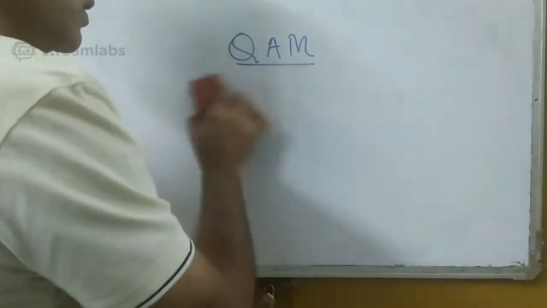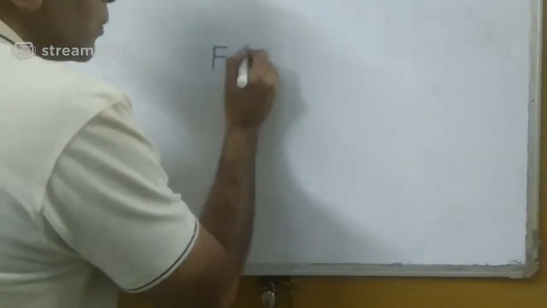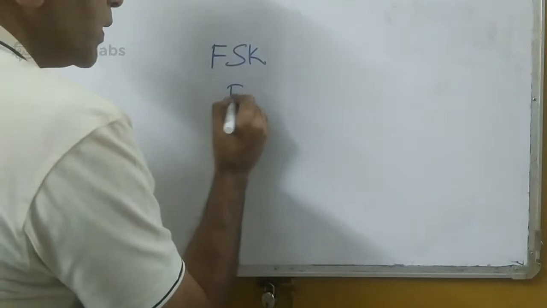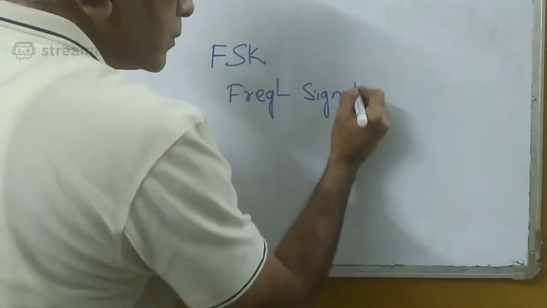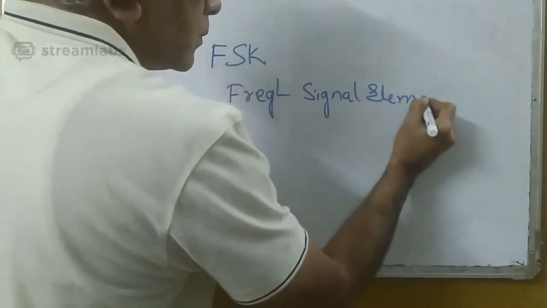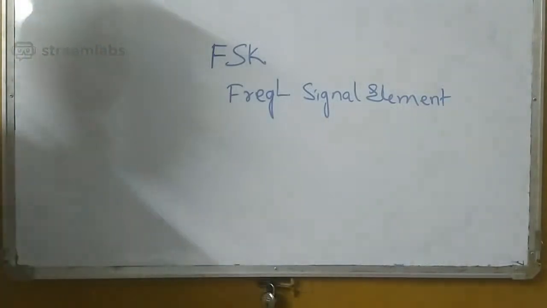Okay. So before concluding today's discussion, I only talked regarding PSK, how exactly PSK is helping me to improve the data rate. Will it not be possible with FSK or ASK? Yes, it is also possible with ASK and FSK. You see, in FSK, the signal element is frequency. Frequency is the signal element.